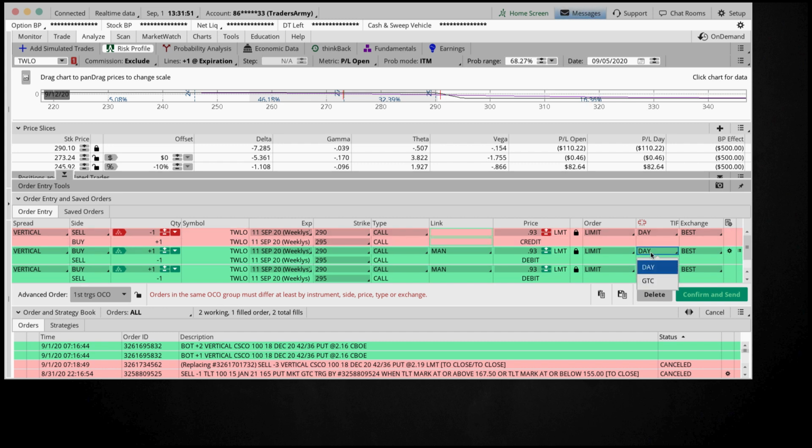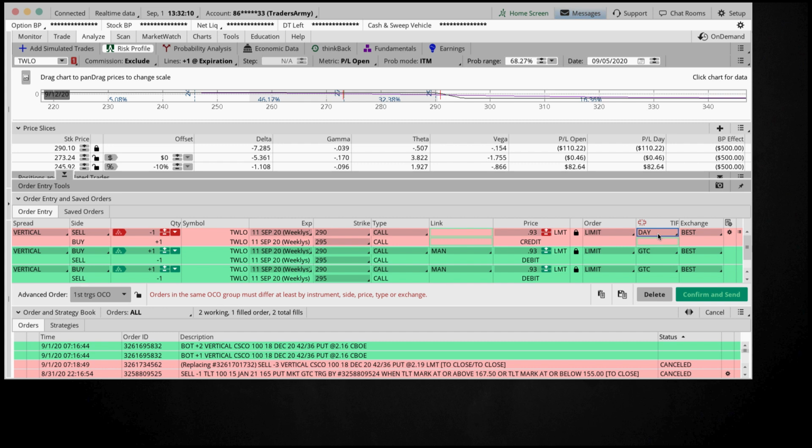So I want the exit orders first and foremost to be good till canceled. I want these orders waiting and waiting and working so long as the position is open. So I go ahead and change those to good till canceled now. If you want to, you could make the entry good till canceled too, but I personally like to leave it good for the day.